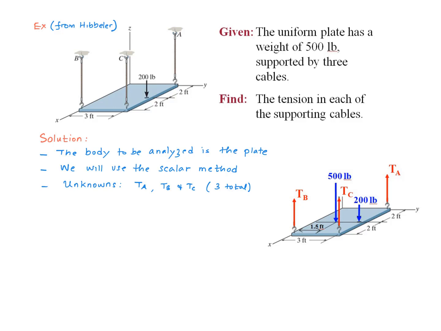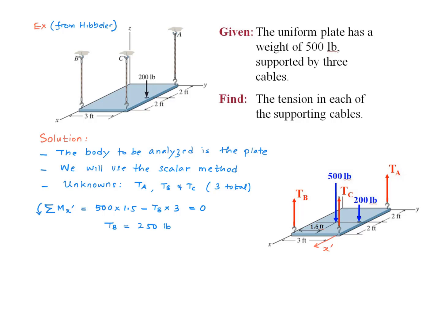The unknowns of the problem are TA, TB, and TC, right? So there are 3 of them, but we know we have 6 equations available to us. So obviously we don't need all 6 of them. We're going to use whatever we need in order to solve these unknowns. Remember we said we can take moments about either the axes of the coordinate system or lines that are parallel to the axes, right?